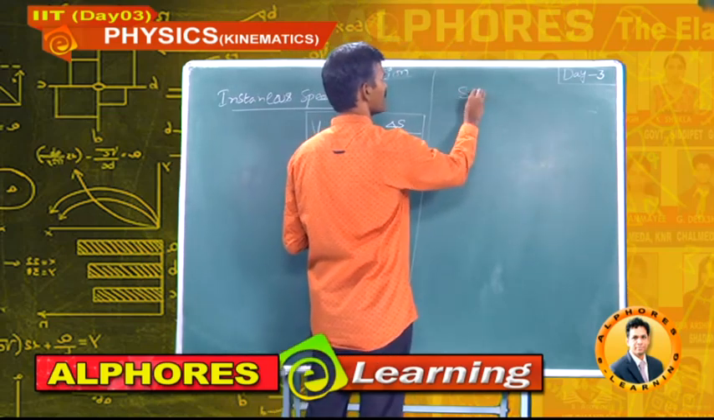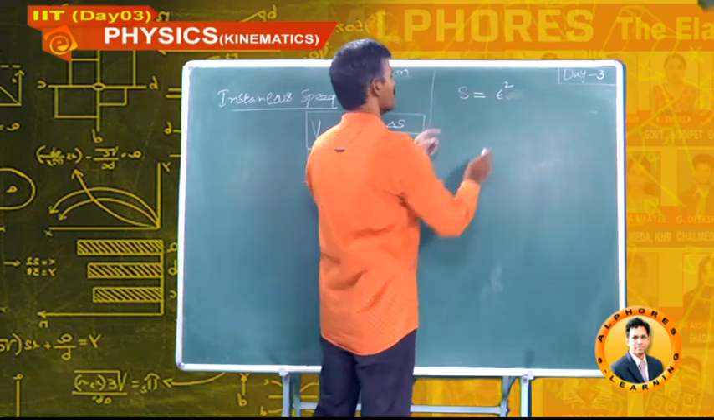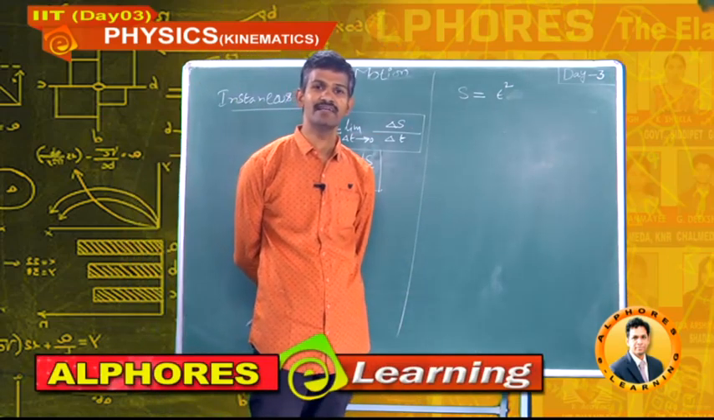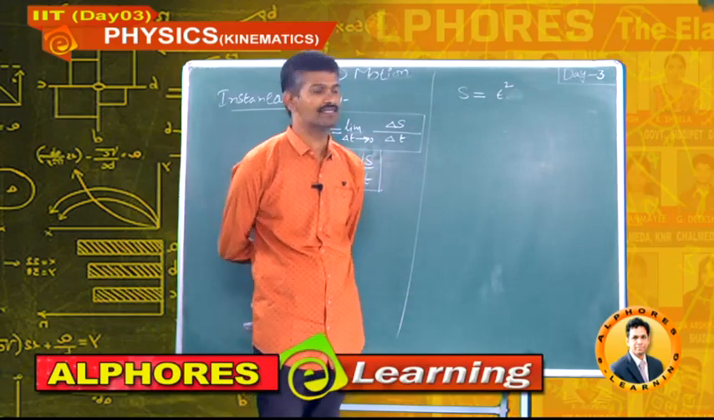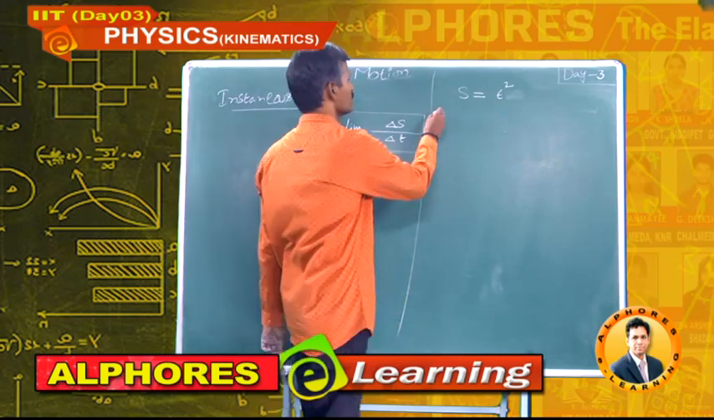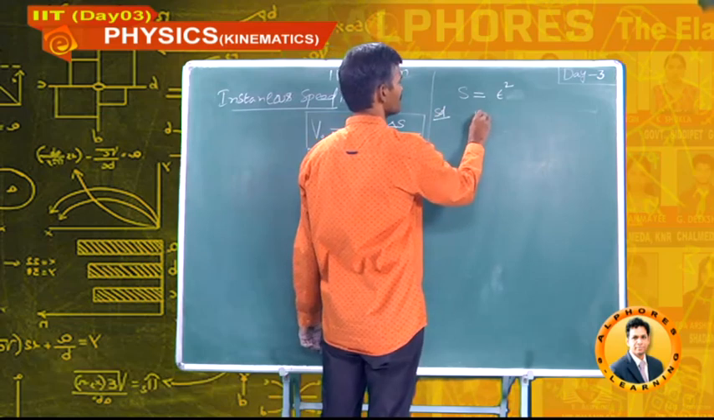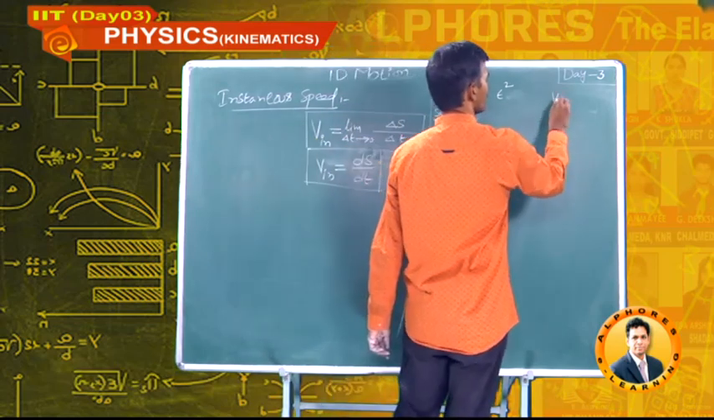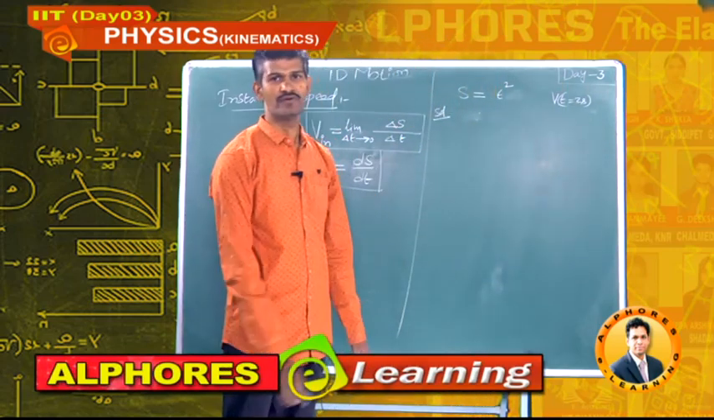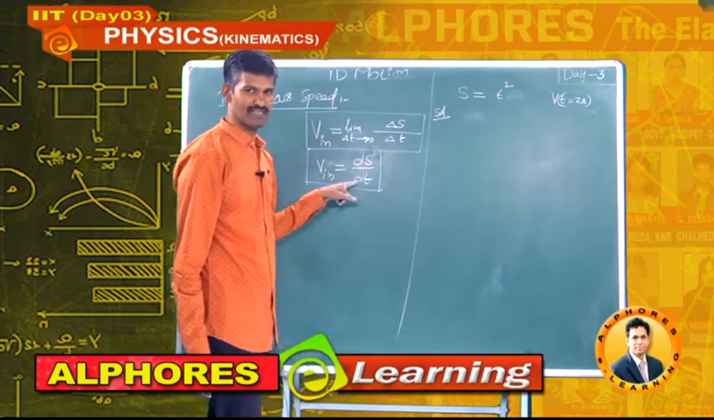Distance travelled by a body obeys the equation s is equal to t square. Find the instantaneous speed of the body at t equal to 2 seconds. So here we have to find the instantaneous speed at t equal to 2 seconds. To calculate that, first we have to calculate the derivative of this distance.